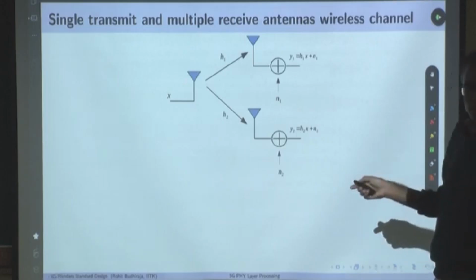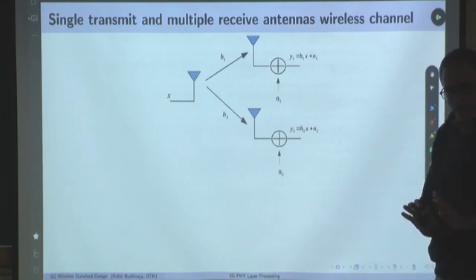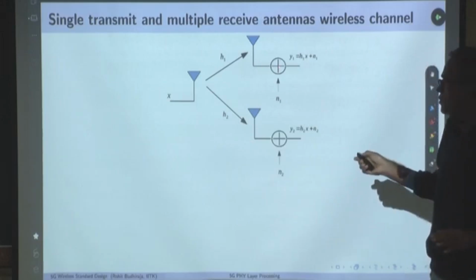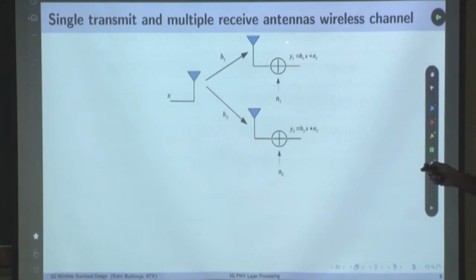There is only 1 transmit antenna. What am I doing here? I put 2 receive antennas. Let's say this is your mobile base station. It has 2 receive antennas. Correct? Now what will happen here? What will be the signal received at the first antenna? y1 is equal to h1x plus n1. Let's say the channel from the transmit antenna to the first receive antenna is h1. From the transmit antenna to the second receive antenna, we are calling that channel h2. So what will be the signal received here? y2 is equal to h2x plus n2.